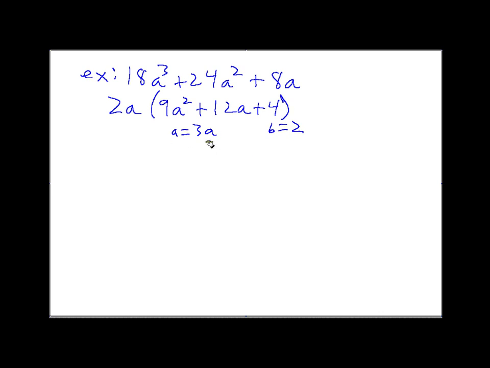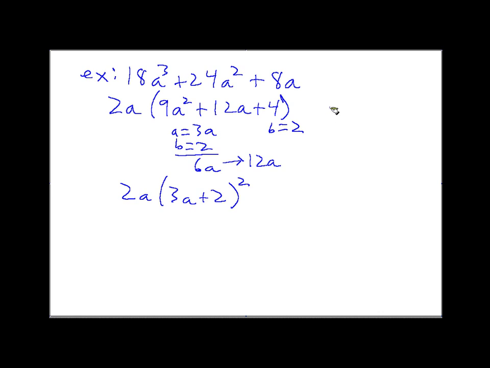So again, let's check the middle here, right? Actually, let me put b below. b is equal to 2. And let's check a times b. 6a, all right? Double it. 12a. If I double it, do I have 12a? Yes, I do. So therefore, this is one of the perfect square formulas that we've been working with here. Okay? So therefore, the final answer will be 2a, just bring down the GCF I took out, times what? Remember the formula says a plus b quantity squared. So it'll be 3a plus 2, 3a plus 2 quantity squared.